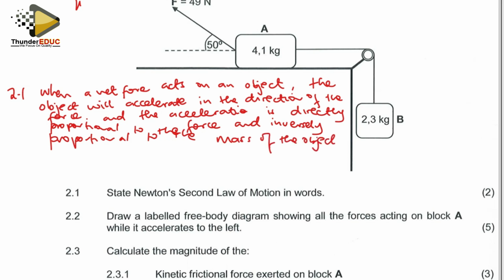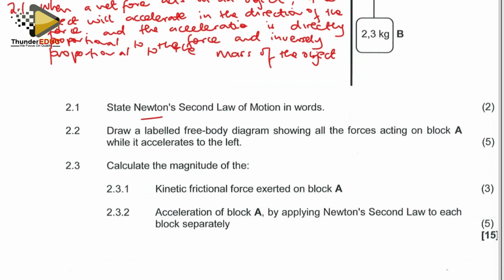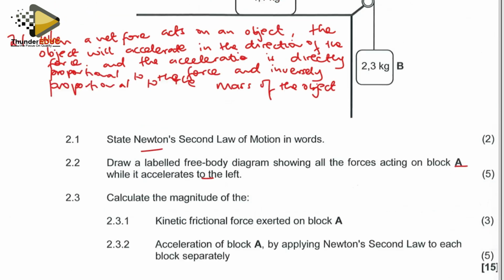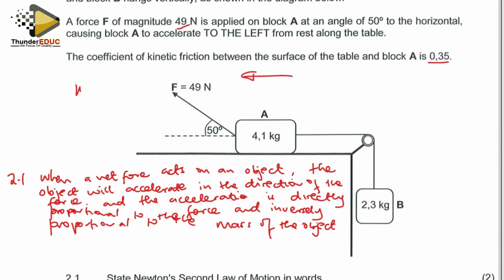Okay, so that would be your 2.1. And then 2.2, they want us to draw a free body diagram that is showing all the forces that are acting on A as it accelerates to the left.